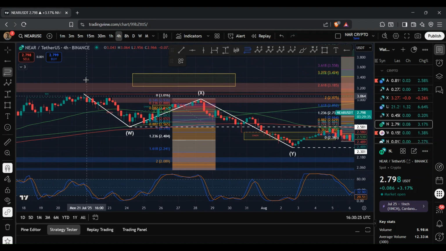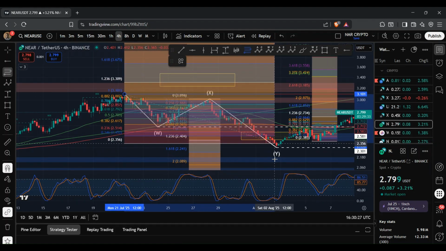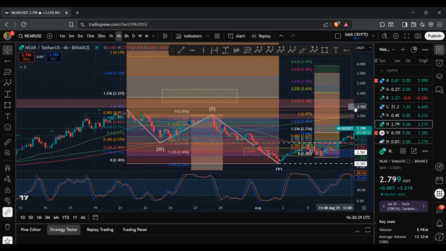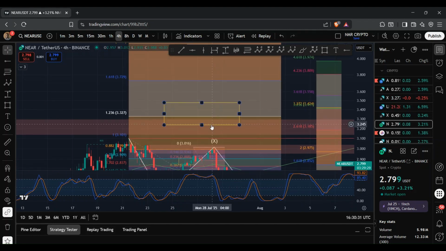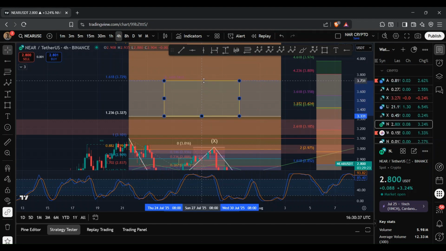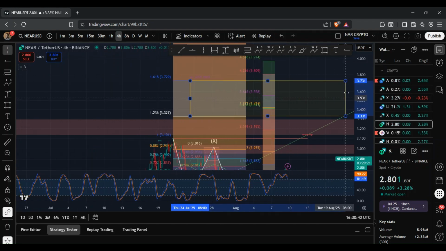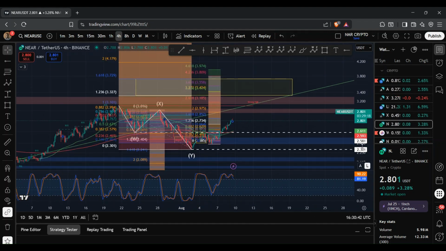And so if I bring in the fib tool, what you can see is NEAR has the opportunity or the potential to reach anywhere between $3.327 to $3.729. And so this is the next move that I'm looking at for right now.